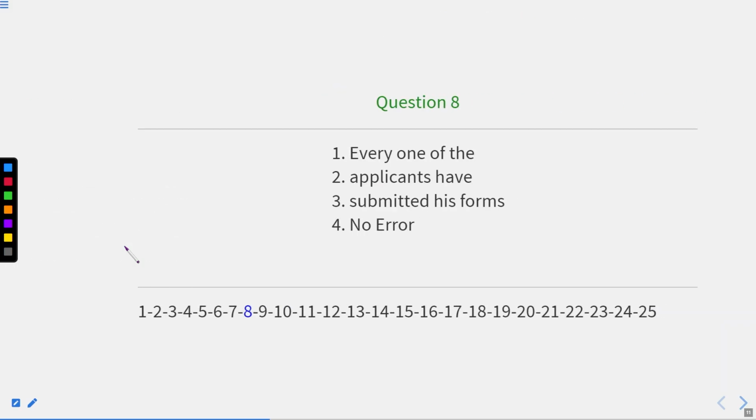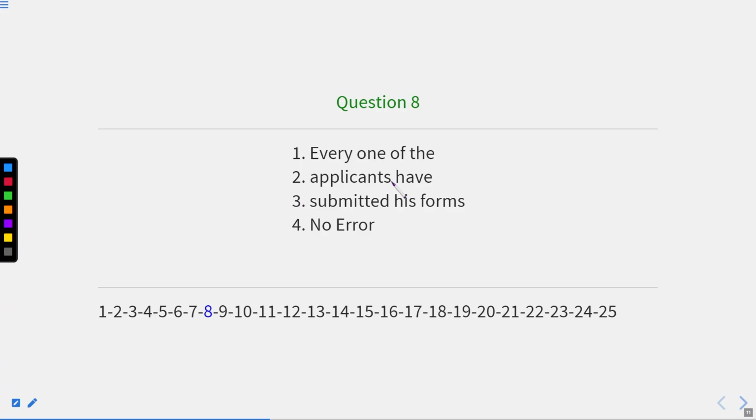Now let us move to the next one, that is question number 8. Every one of the applicants have submitted its forms. Now whenever we write everyone, we need to write singular noun and singular verb with it. Okay, but if everyone is followed by of, we should write plural noun but singular form of verb. Okay, so these should be the structure. Now every one of, each one of, either of, neither of, in all these structures we need to write plural form of noun but singular verb.